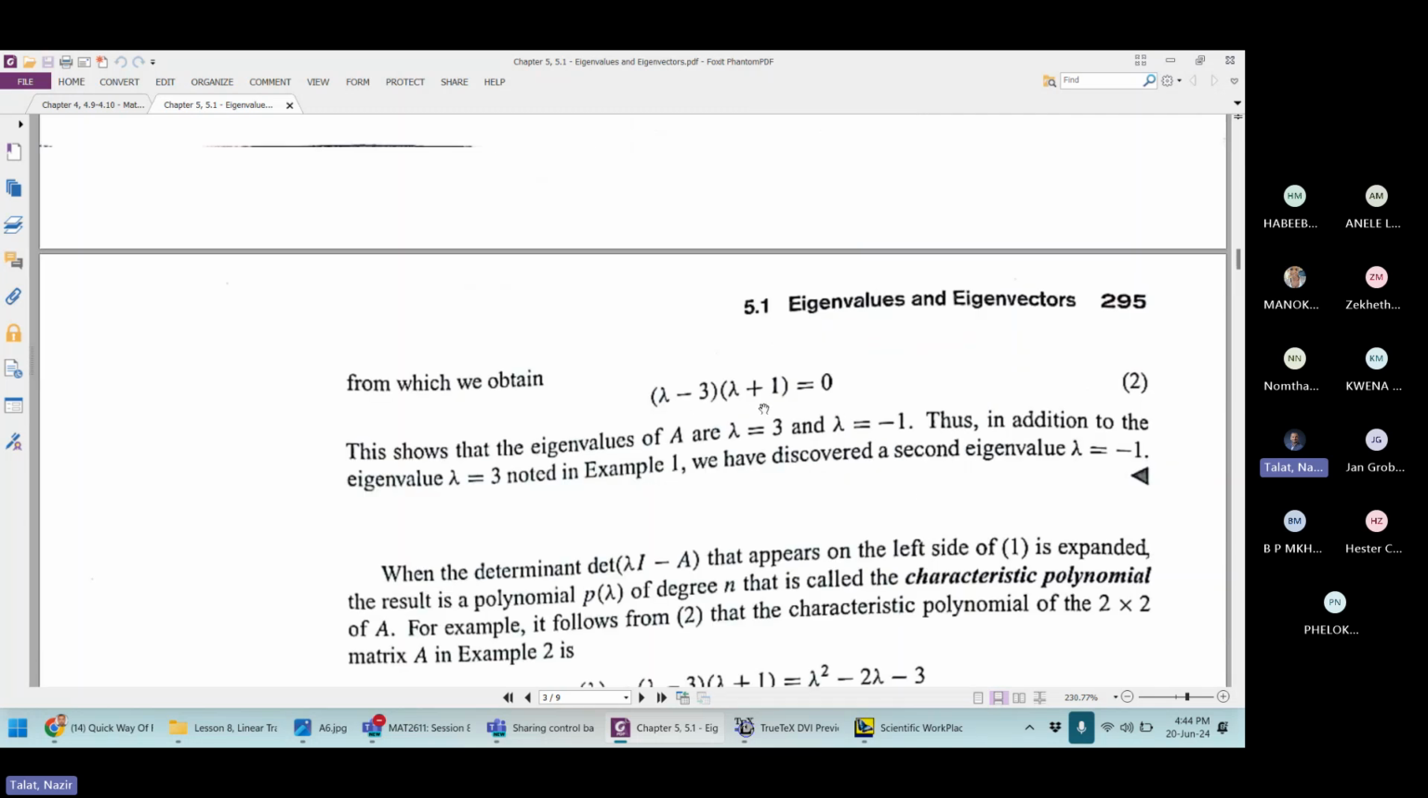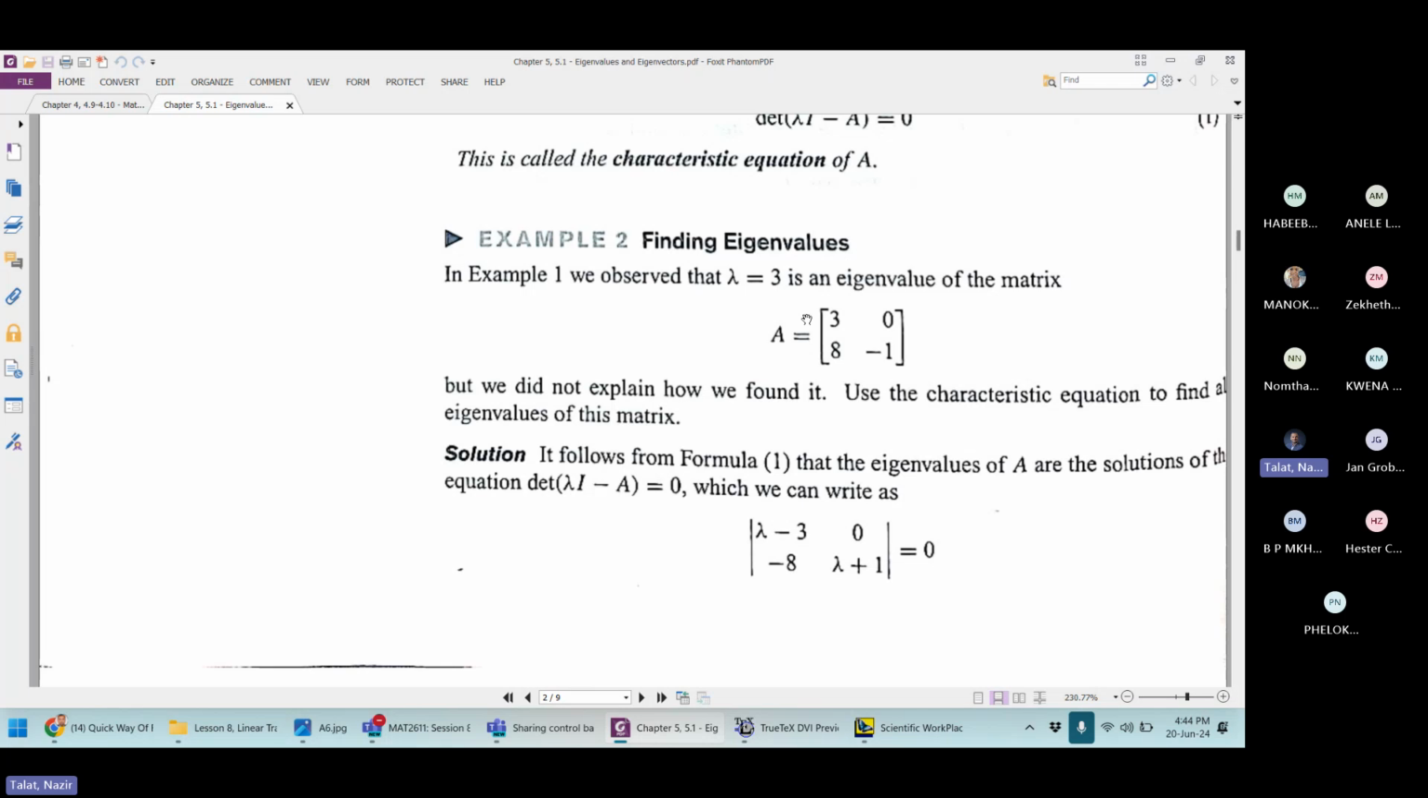Here, since it's a 2 cross 2 matrix, it has at most two eigenvalues. The first one is 3, the second is minus 1. Sometimes the eigenvalues are the diagonal entries, but not always, because there are many cases for which the eigenvalues are not the diagonal entries. But there is one relation: the sum of eigenvalues is always equal to the sum of diagonal entries, which we also call the trace of a matrix A. Trace means the sum of diagonal entries.